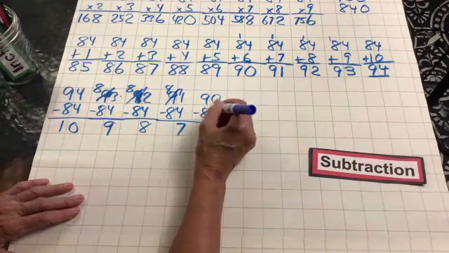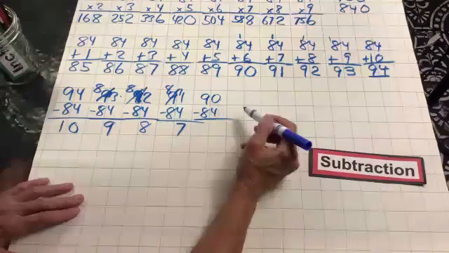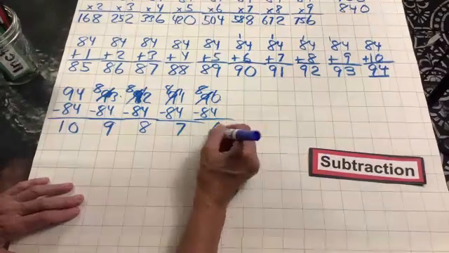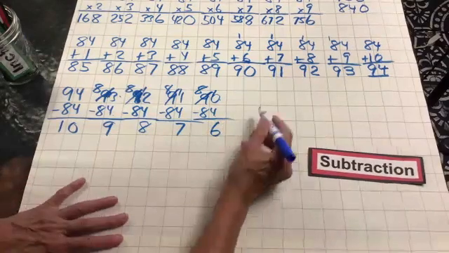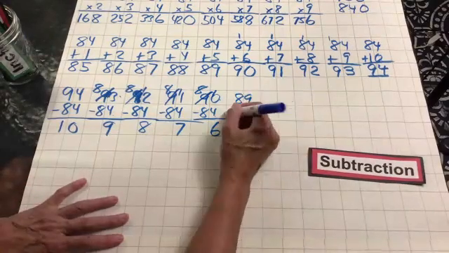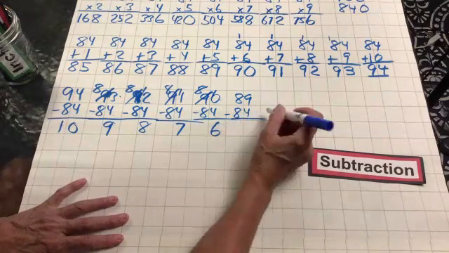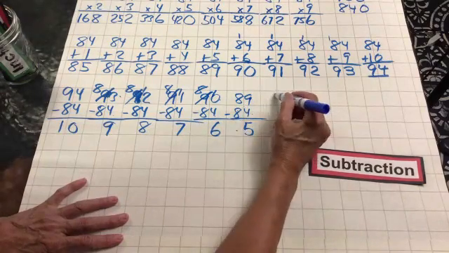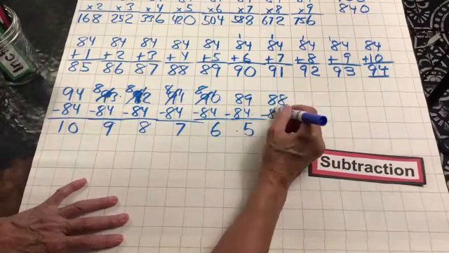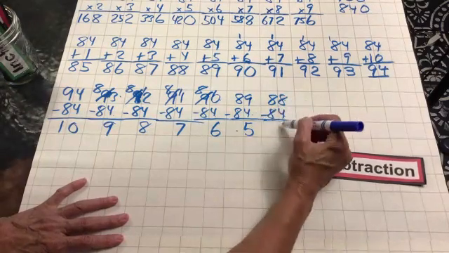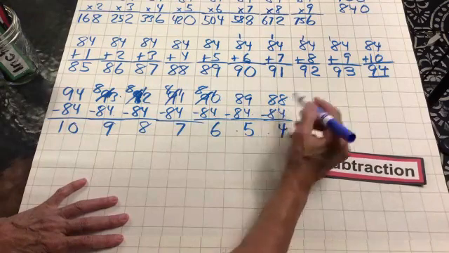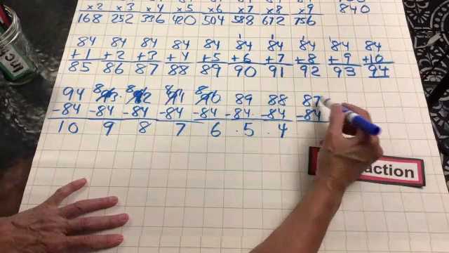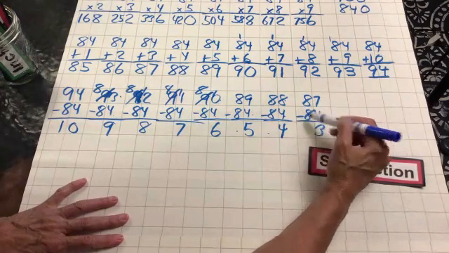90 minus 84. 4 from 0 cannot do. Borrow from the 9, leaving 8, making that 10 minus 4 is 6. 8 minus 8, nothing. 89 minus 84. 9 minus 4 is 5. 8 minus 8, nothing. 88 minus 84. 8 minus 4 is 4. 8 minus 8, nothing. 87 minus 84. 7 minus 4 is 3. 8 minus 8, nothing.